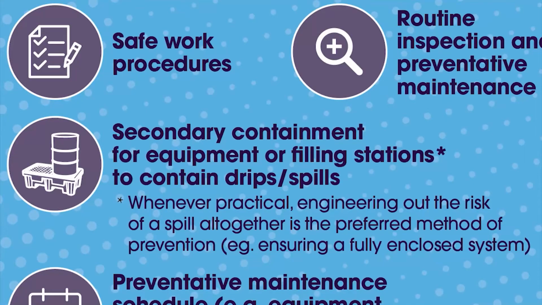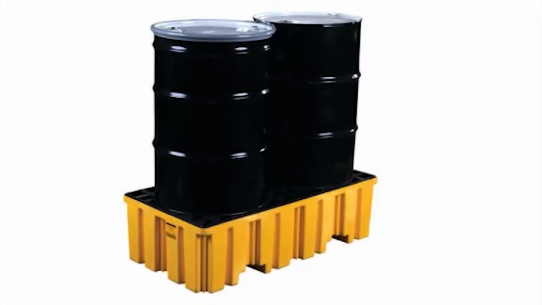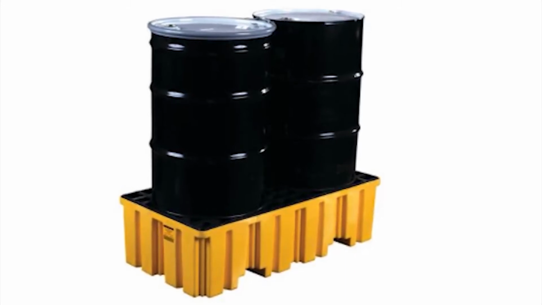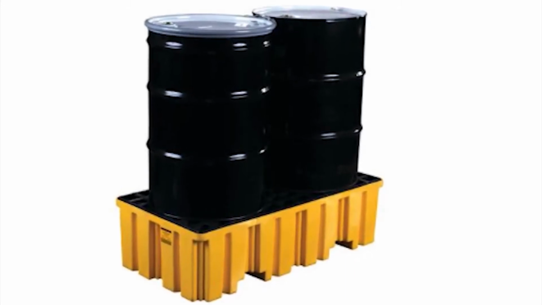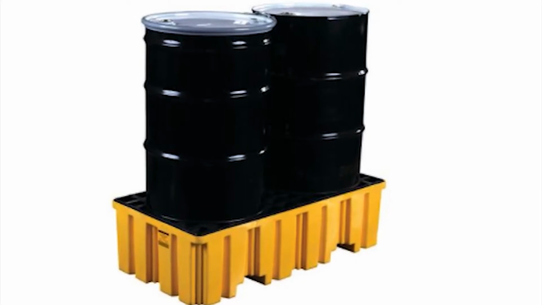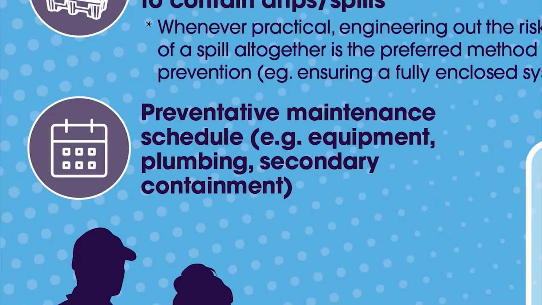Secondary containment should be in place whenever possible for all stored chemicals. Secondary containment mitigates the impact of a spill by containing contents to a defined area. Secondary containment also helps make any necessary cleanup easier. Create a preventative maintenance schedule. This schedule will be purposeful and provide the incentive to review and repair equipment, plumbing, or secondary containment.